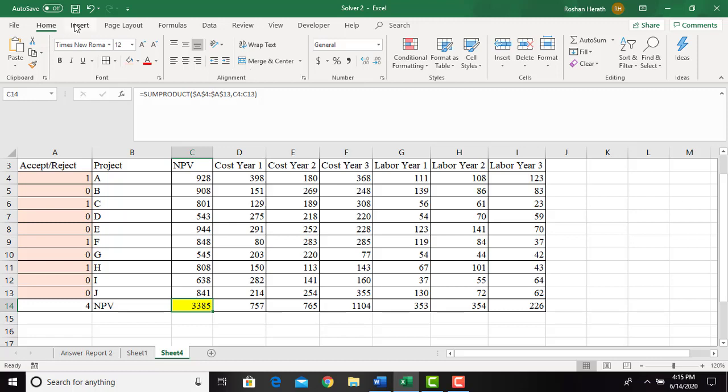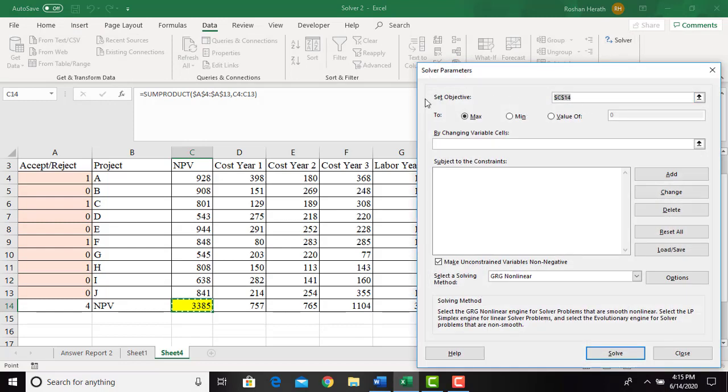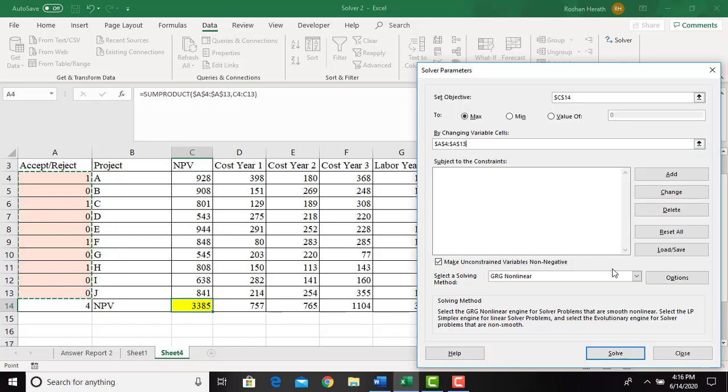Right. Now let's go to data, solve. So the solver is available, a fresh copy has come. I thought that the previous information would be available. No, that is not. Now you have to set things up. What is your objective? You want to maximize the NPV. So select this particular cell. You want to maximize that by changing what? By changing the projects that you would accept or reject. By accepting and rejecting certain projects, you may have to finalize that decision.